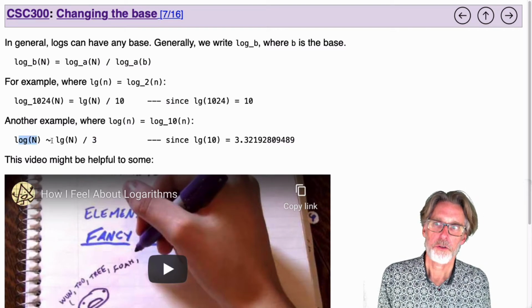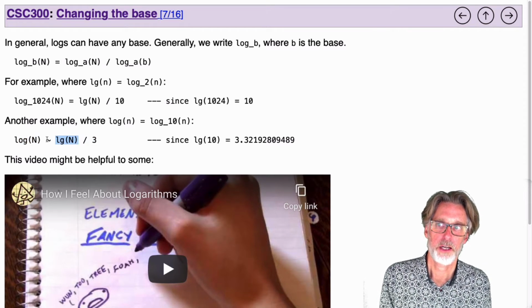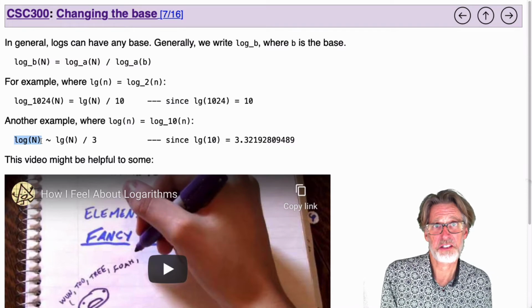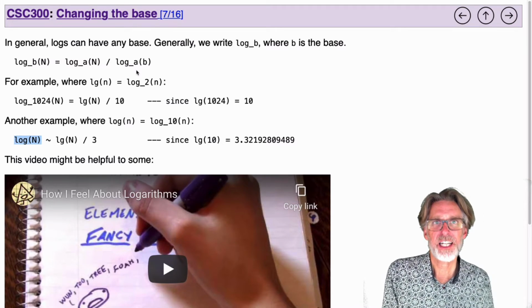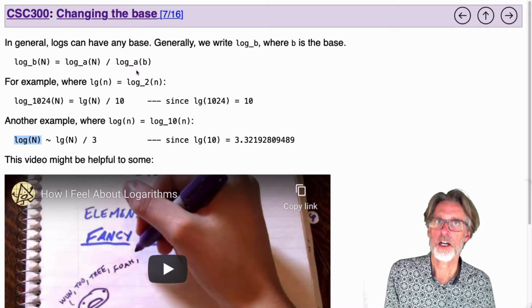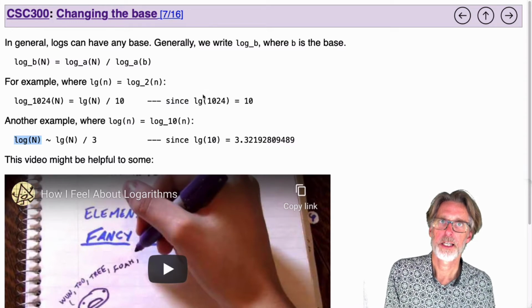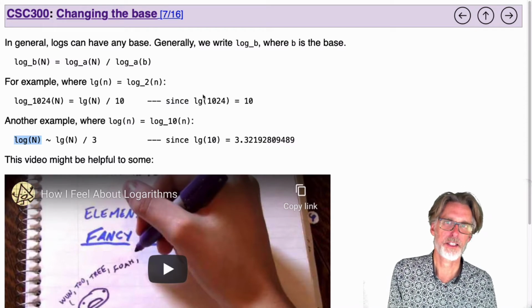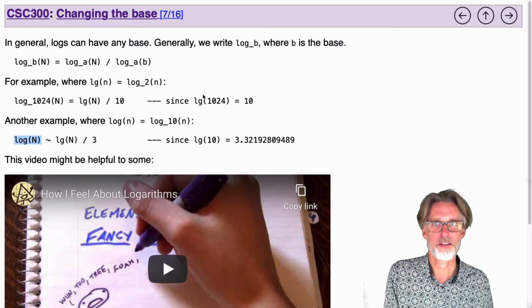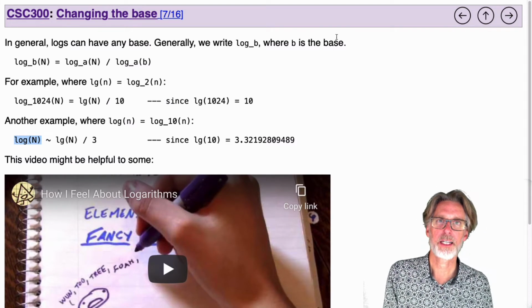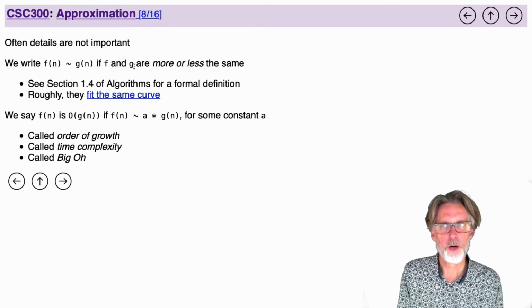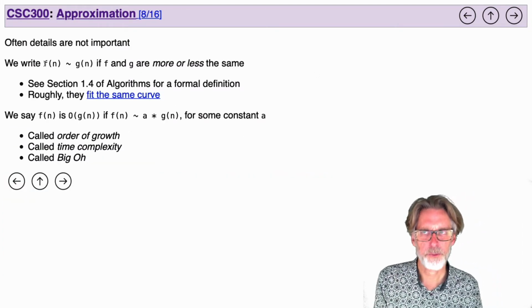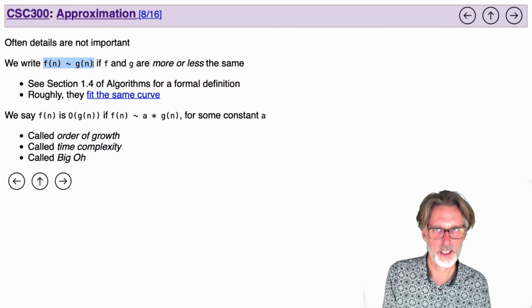In fact, we'll use log base 2 and log base 10 more or less interchangeably because they're just off by a factor of 3. This kind of approximation is common in computer science, and it's actually necessary because we're typically trying to understand things big picture rather than getting too buried in all the details. One form of approximation is used in our textbook using a tilde notation.